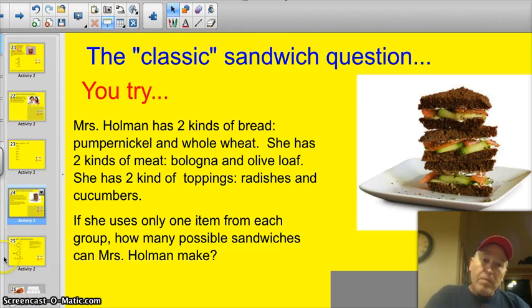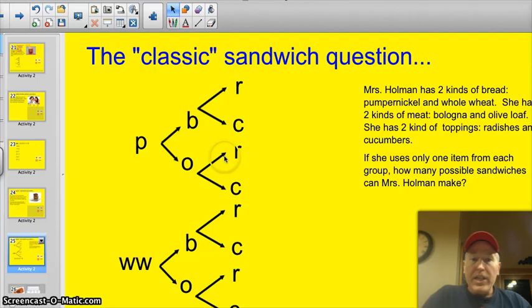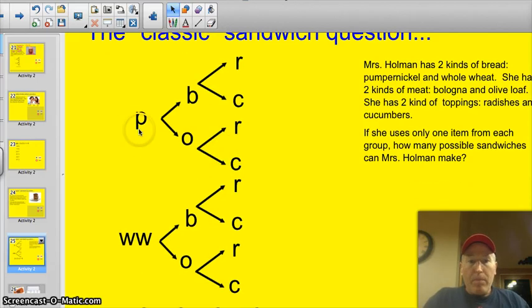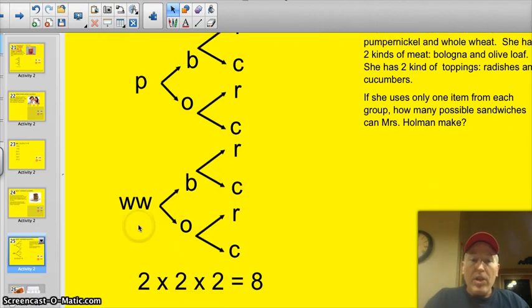All right, well, if you followed my advice, you made a little tree diagram and you put a P for pumpernickel, and it could be bologna or olive loaf. Disgusting. Could be radishes, cucumbers, radishes, or cucumbers. So it could be pumpernickel, bologna, radish, pumpernickel, bologna, cucumbers. You get the idea. Same thing down here for the whole wheat. Whole wheat, olives, cucumbers, whole wheat, olives, radishes. Now there's a tasty sandwich. Not. Sorry.